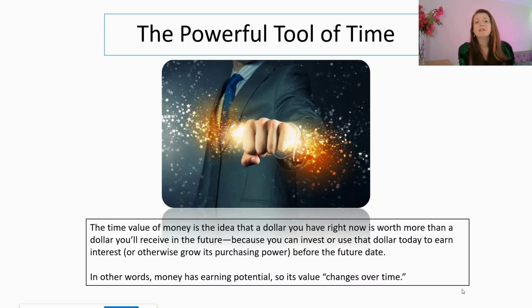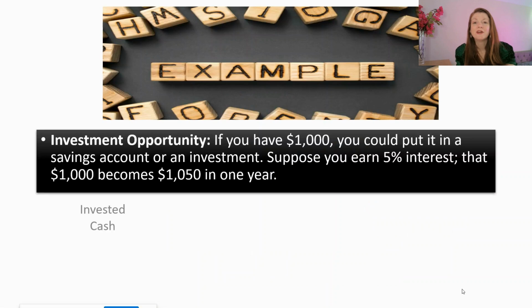So, if you have a dollar now, you can make a decision with that dollar right now that can help it to be worth more later. If you're guaranteed a dollar 5 years from now, it is not worth as much to you because you don't have that power in the meantime. So let's break that down into different examples.